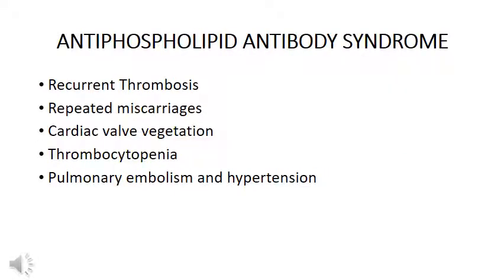Another important thing is antiphospholipid antibody syndrome. Antiphospholipid antibody syndrome is a cause of recurrent thrombosis. Recurrent thrombosis means formation of thrombus at different intervals, at different times. Antiphospholipid antibody syndrome can attack the phospholipid membrane of our body cells.